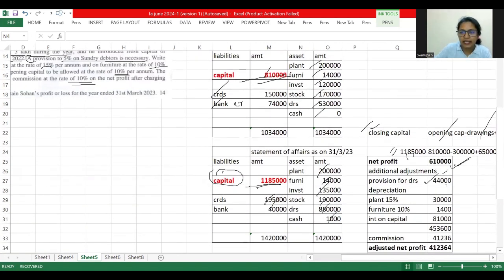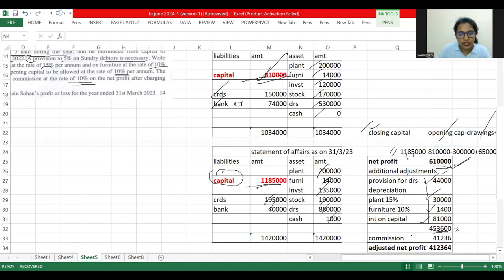So provision directly 8,80,000 into 5%. Plant 15% of 2 lakh, you get 15,000. Then 10% on 14,000, that is 1,400, which is furniture's depreciation. Then interest on capital, opening capital 10% per annum. Opening capital is 8 lakh 10,000. So on 8 lakh 10,000, 10%. Then you get the net profit. If you reduce from 6 lakh 10,000, reducing these expenses gives you the adjusted net profit.